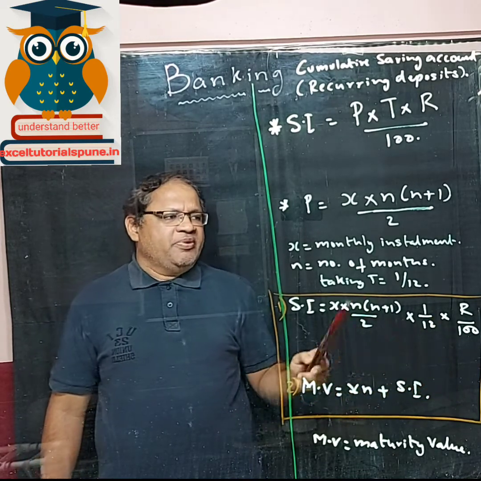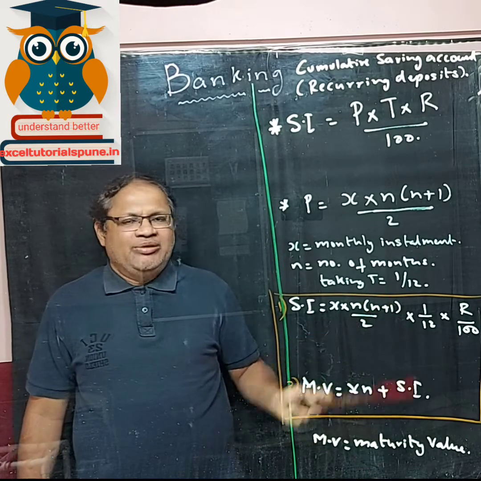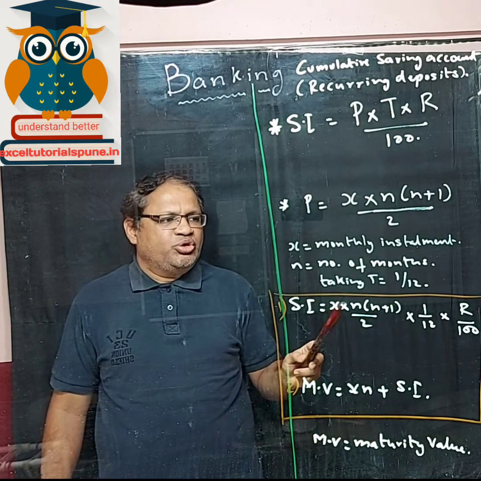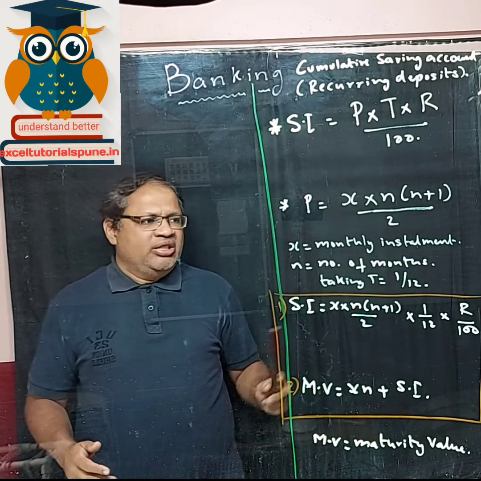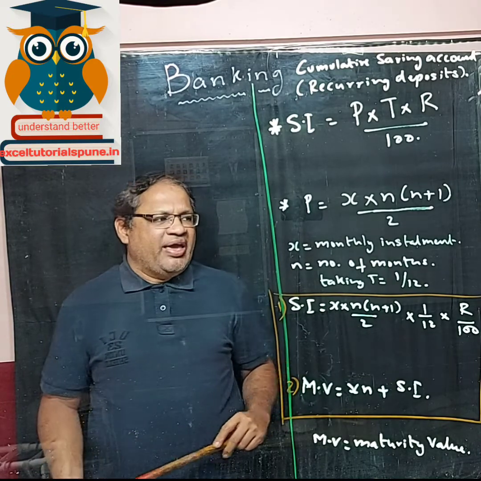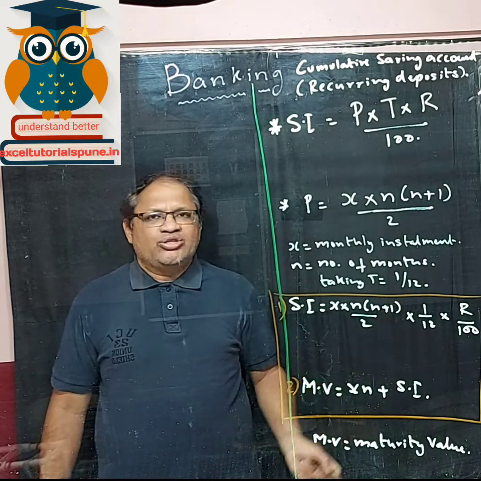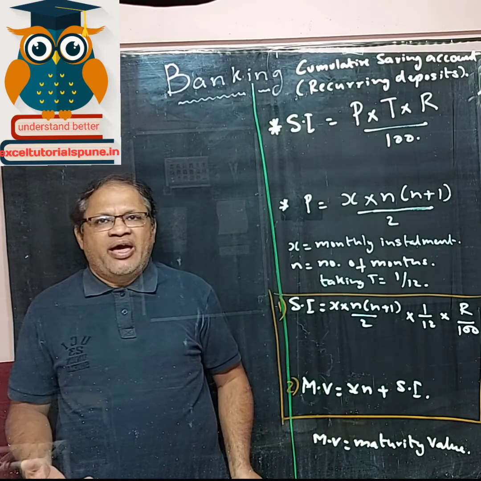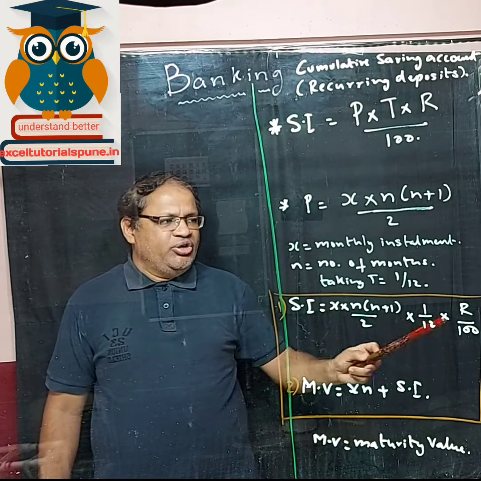Okay, but then I prefer to keep it like this only, so that it helps you to calculate, because you have to substitute the values. In a sum given, they will be giving you the value of x or r or n, and they'll ask you to find some unknown value, one value you have to find out. So it's better to keep it this way.